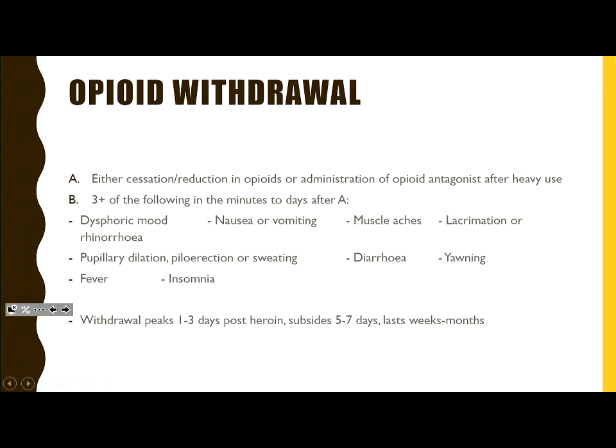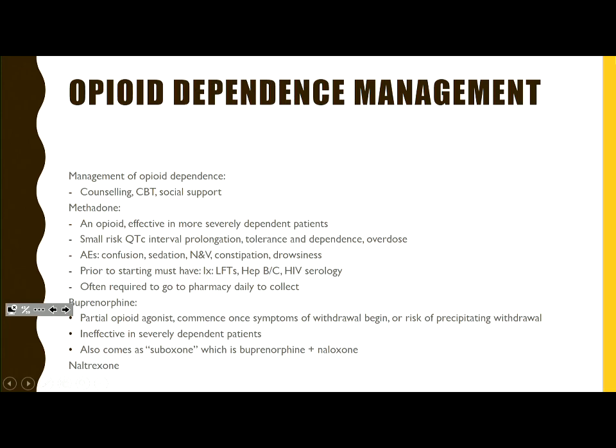For management of opioid dependence, firstly, you want to start with counselling, CBT and social support, so they need a lot of ongoing support for this and it can be a really hard drug to quit. Often they need medication, sometimes for life. So depending on the severity of their addiction will guide you in which of their management options you take.